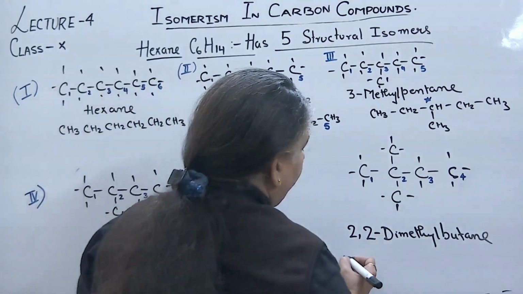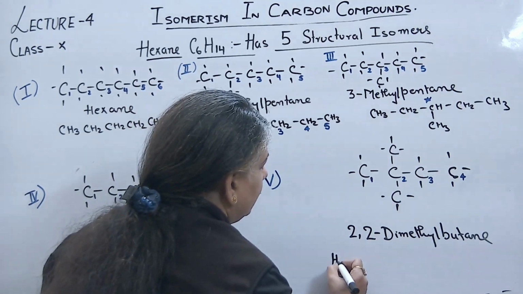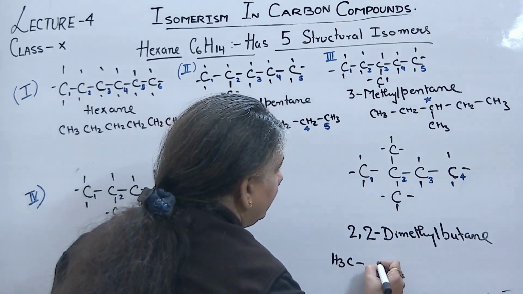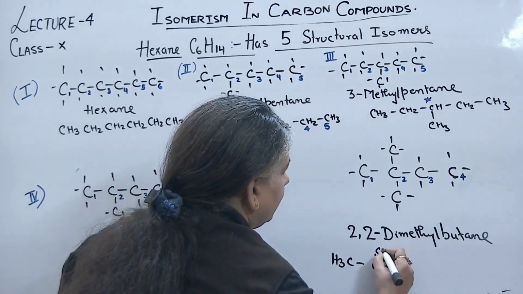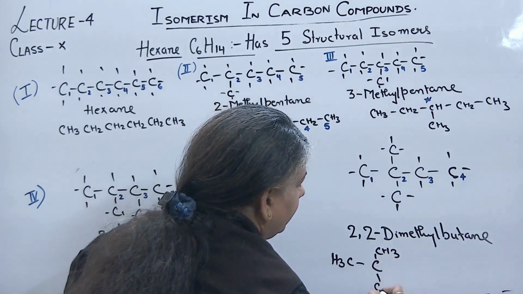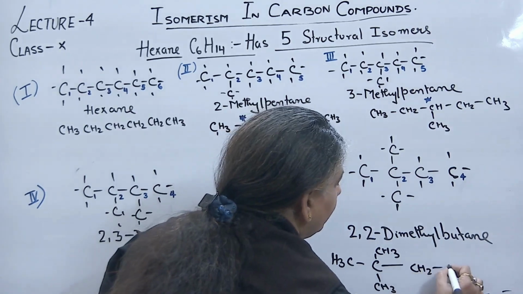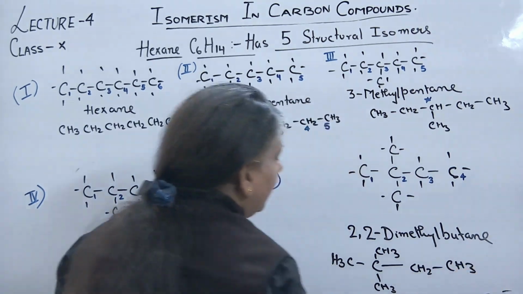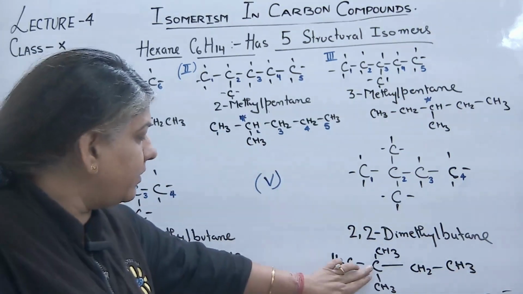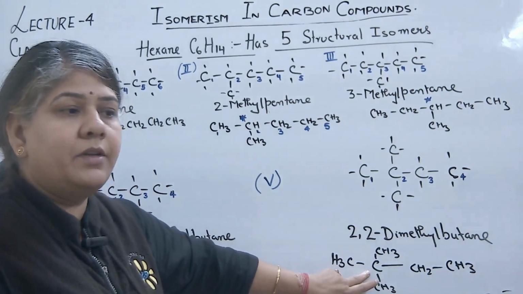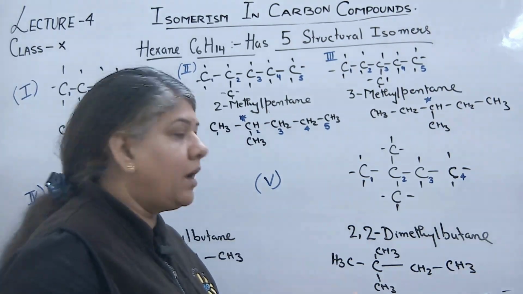Now write the exact formula. See, CH3, C, CH3, CH3, then CH2, CH3. Since the branching has increased, now this branched carbon is not having any hydrogen.